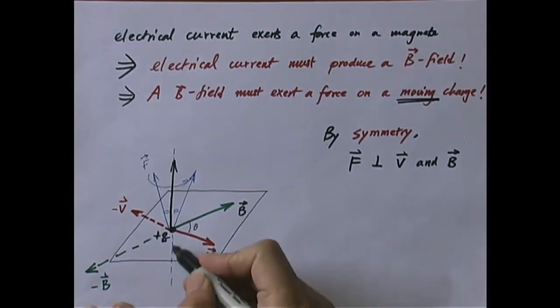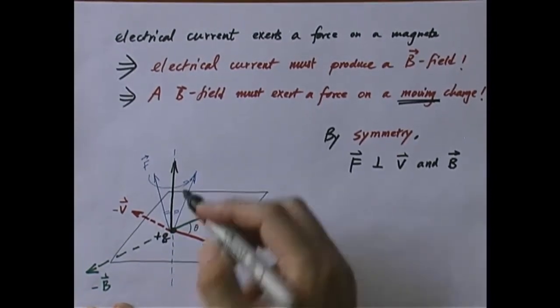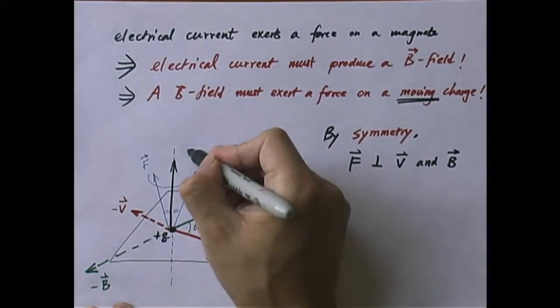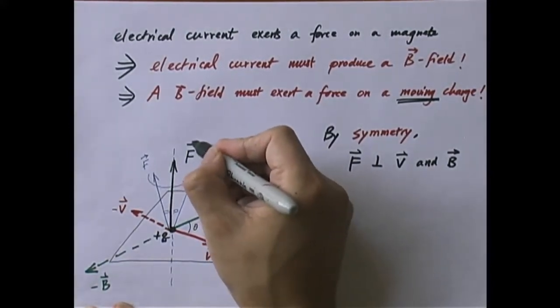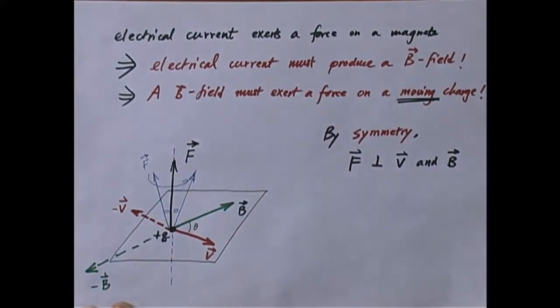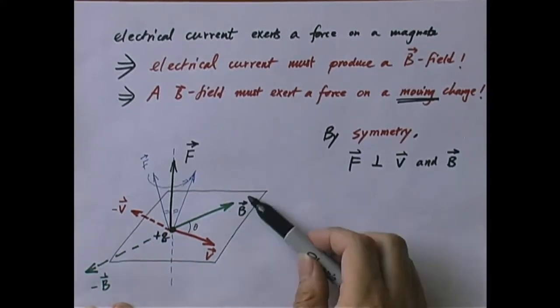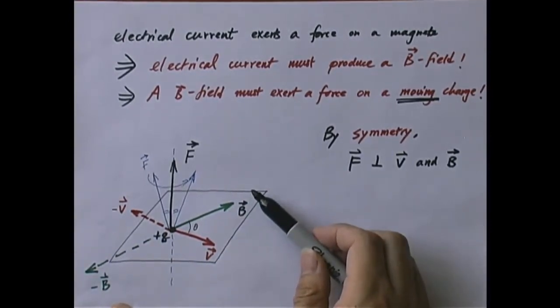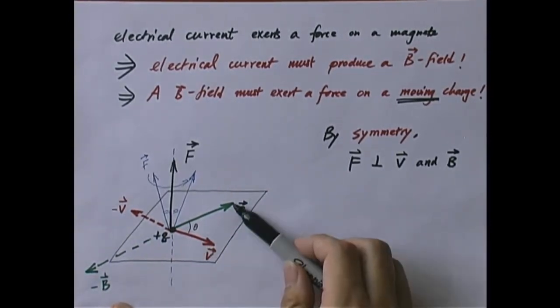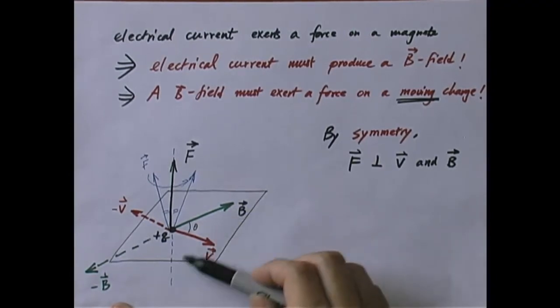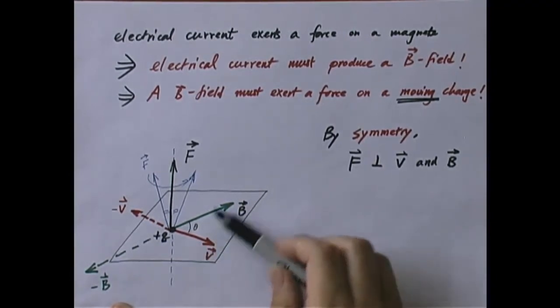As a matter of fact, it can also point backwards. As long as it's along that line, you'll be fine. But that is the only possible line in which the magnetic force can exist. So from the symmetry argument, we learned that F has to be perpendicular to both of these vectors, B and V. Now, in particular, what if B and V are parallel to each other? Well, we'll see that case in just a minute.